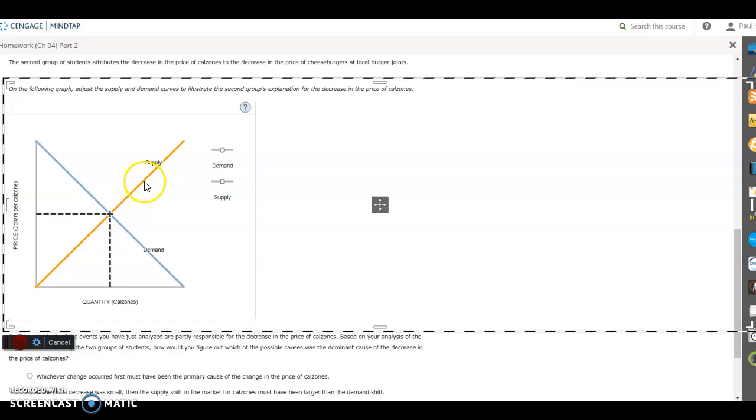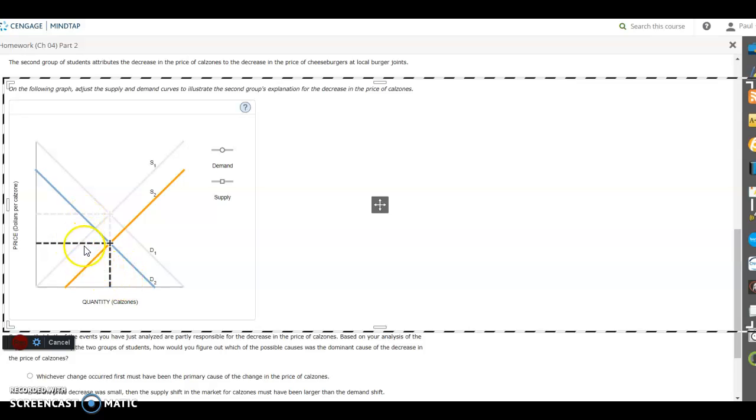Let's say you have a scenario where supply curve shifts to the right and demand curve shifts to the left. So when supply shifts to the right, you'll see that that lowers prices and increases quantity, okay? When demand shifts to the left, that causes price to go down and quantity to go down. So let's say we have both these events happening at the same time. Supply shifts to the right and demand shifts to the left.